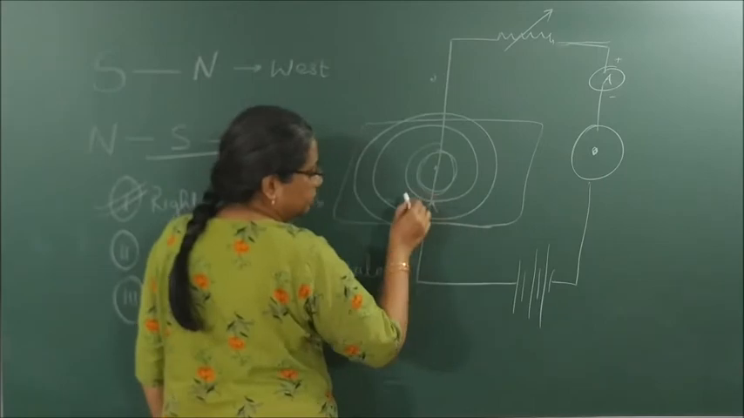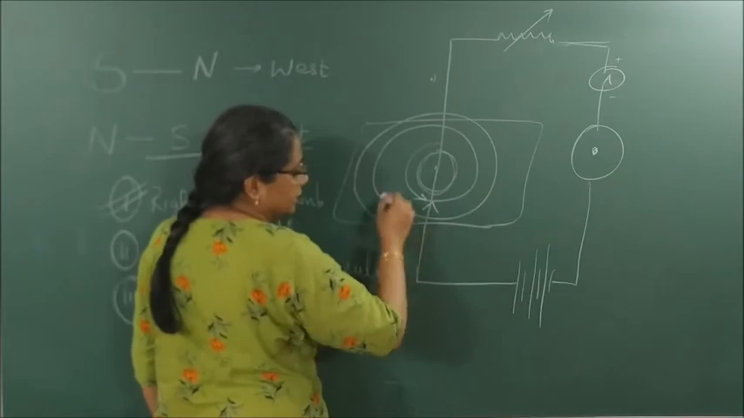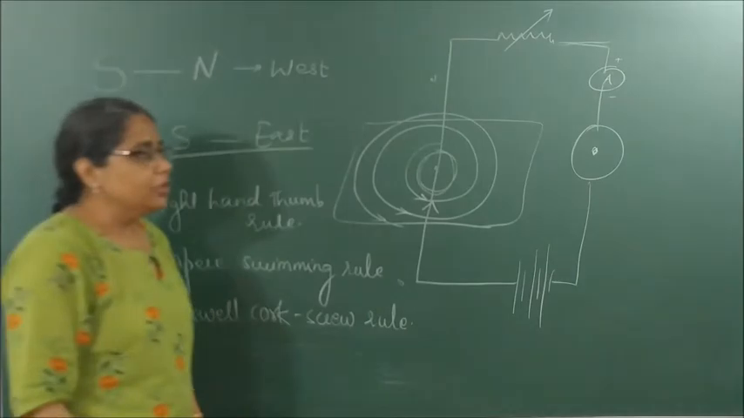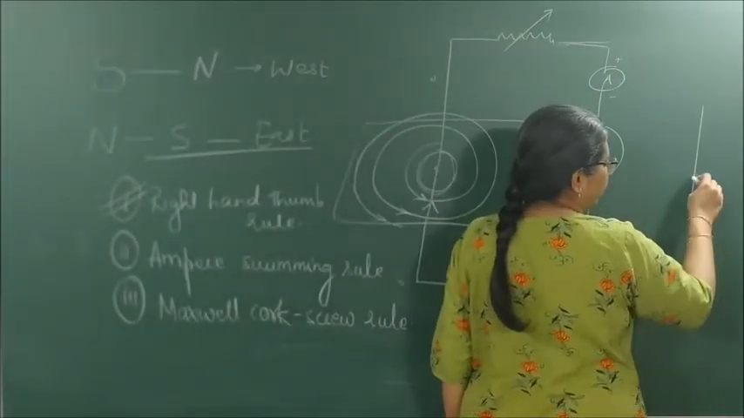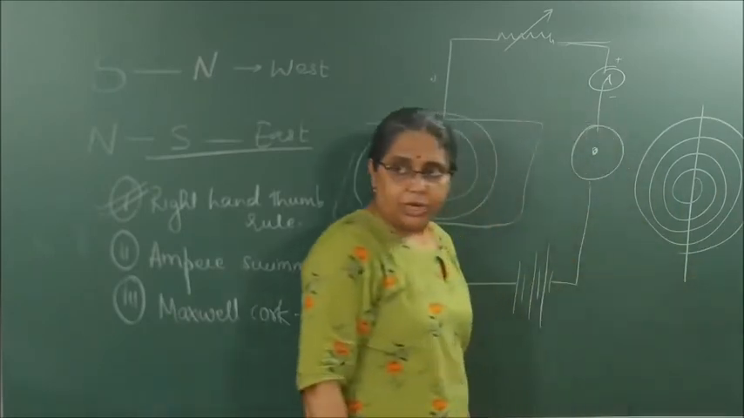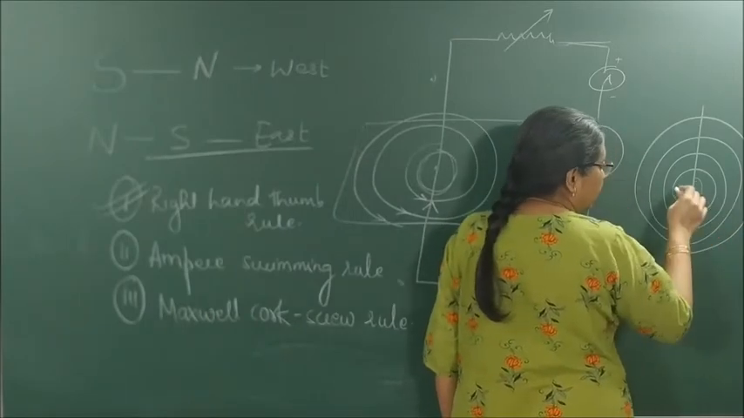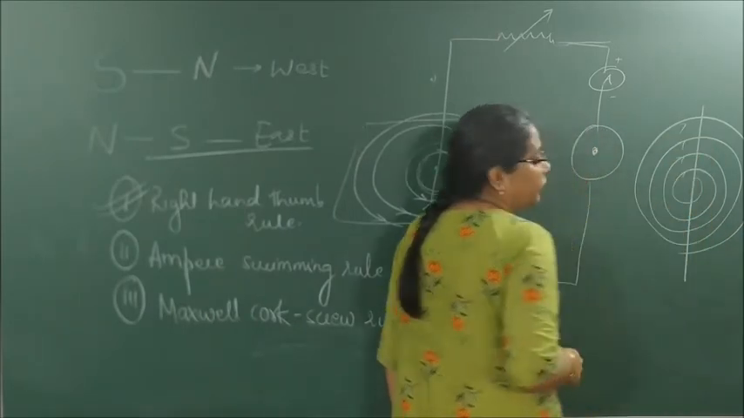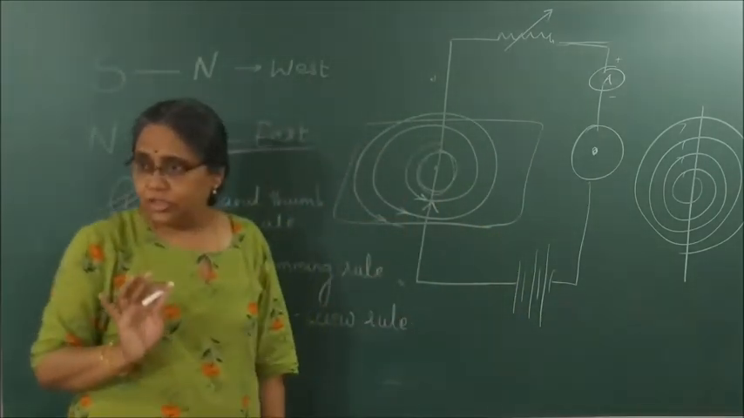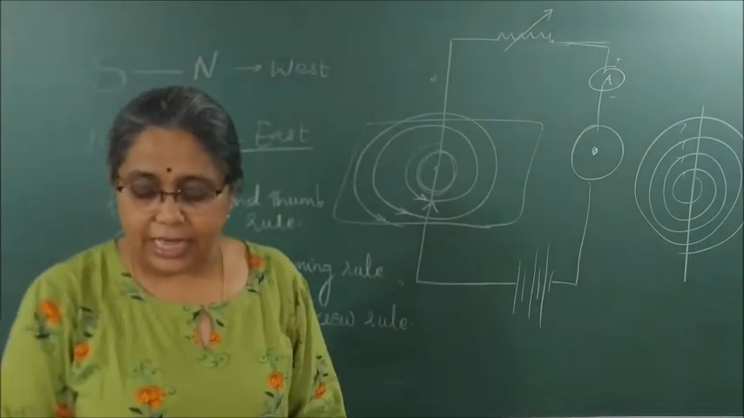So it will be anti-clockwise. This is anti-clockwise. Clockwise is like this, and this goes the opposite way, so it is called anti-clockwise. If it were flowing from north to south, it would have been clockwise. Did you get my point? So if it is from north to south, it is clockwise. If it is from south to north, it is anti-clockwise. Is the logic clear? So this is how to find the magnetic field in a straight conductor carrying current.